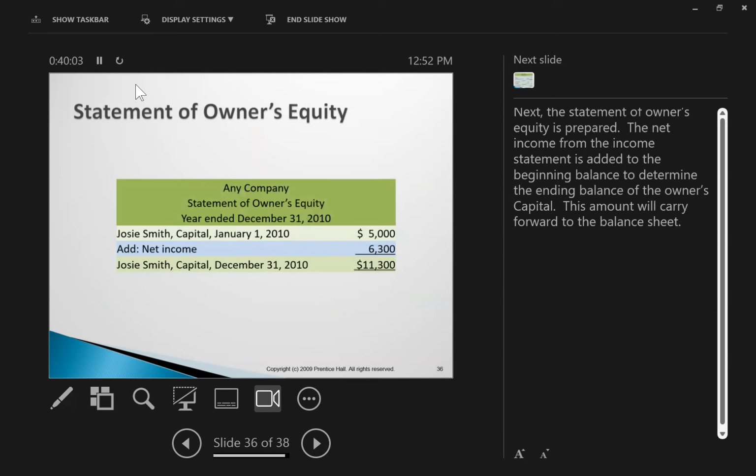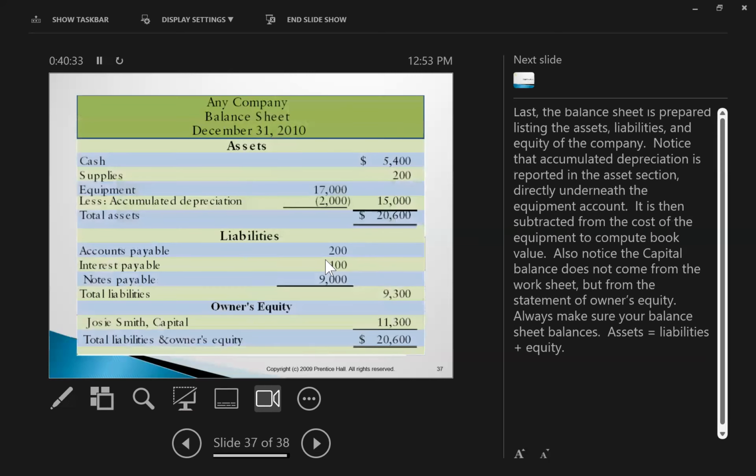Statement of owner's equity. Again, this comes from the worksheet. We've got our balance for January 1. We know what our net income is because we just figured it out in the income statement. We add that, and our ending balance is the new figure, in this case, 11,300. Notice, January 1 to December 31st. That's a full year, okay, that they've done this one.